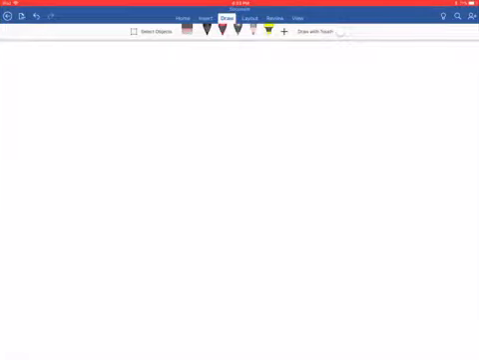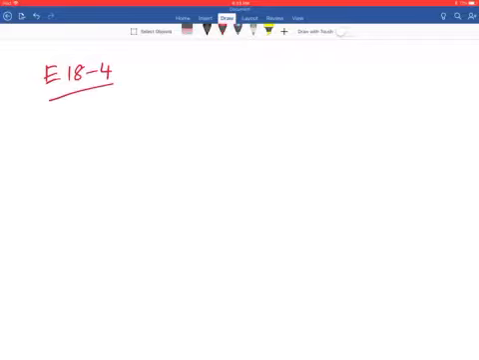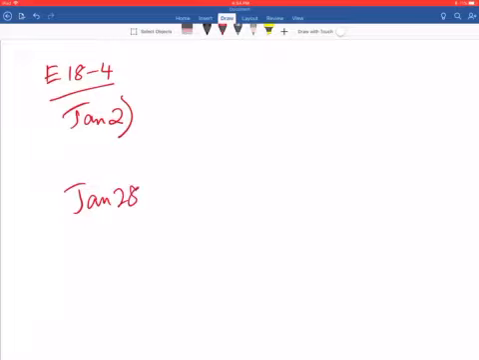Okay, so exercise 18-4 is the first one. This Jupiter company sells goods to Donan Incorporated. We have a January 2nd transaction, and then we have a January 28th transaction. Part A says prepare journal entries to record the sale and related costs on these two dates.